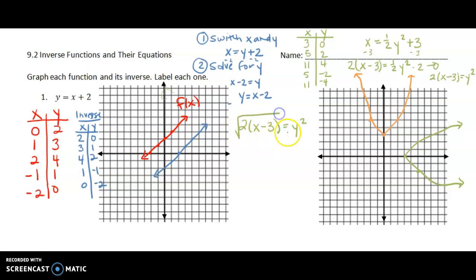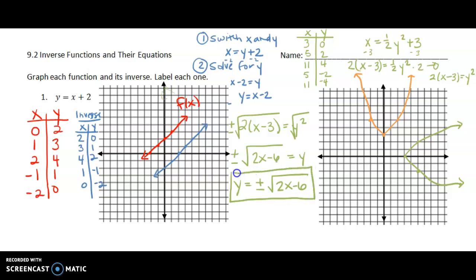Now I'm going to square root both sides. When you add the square root, you have to make sure you don't forget that plus and the minus. So we have plus or minus. You also can distribute: 2x minus 6 equals y, or flip it, y equals plus or minus the square root of 2x minus 6. Can't simplify any of those pieces. This is my inverse equation.